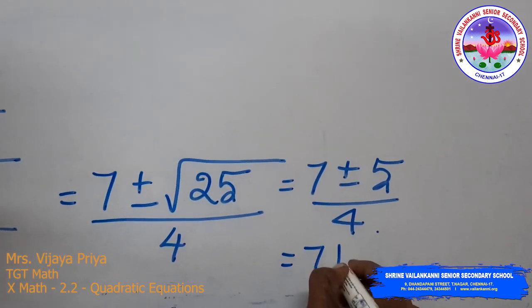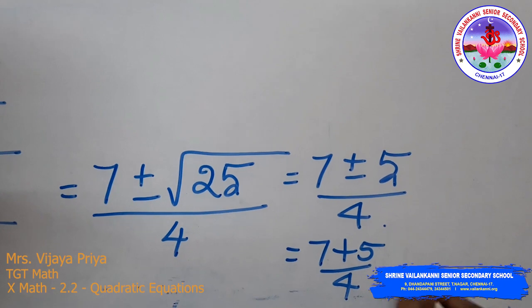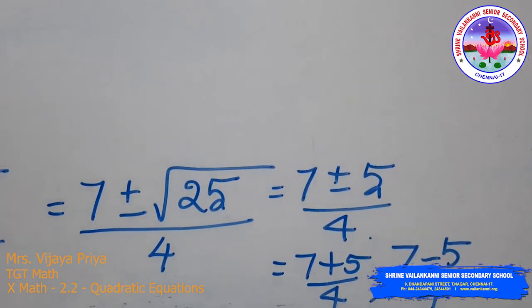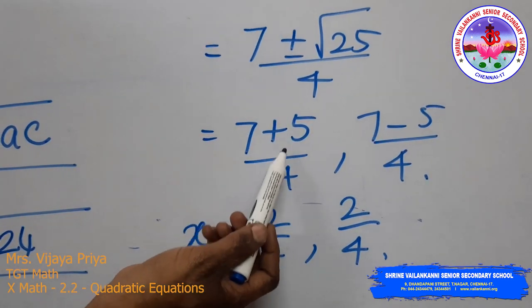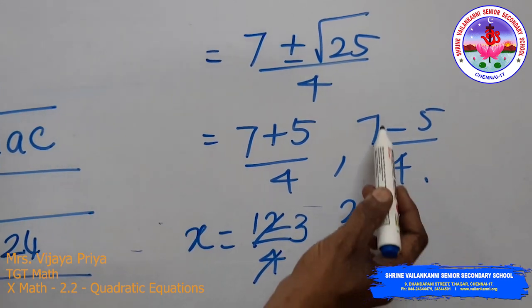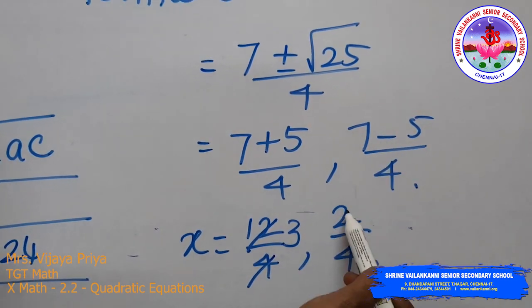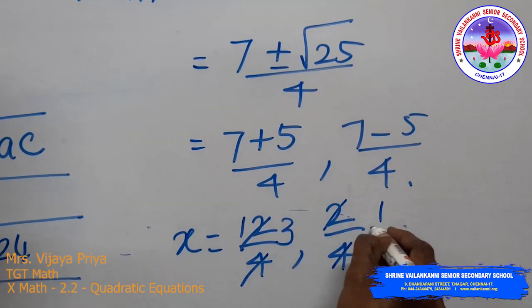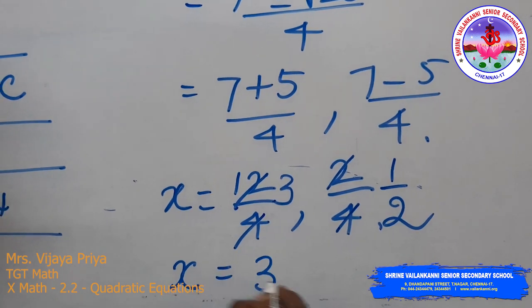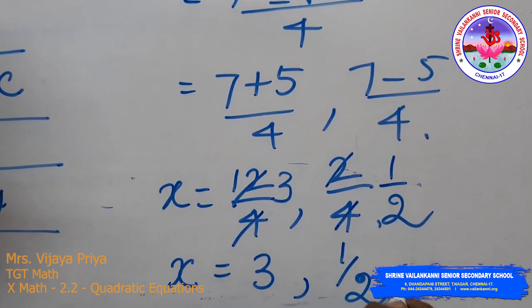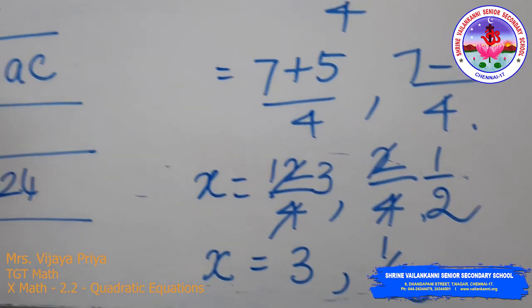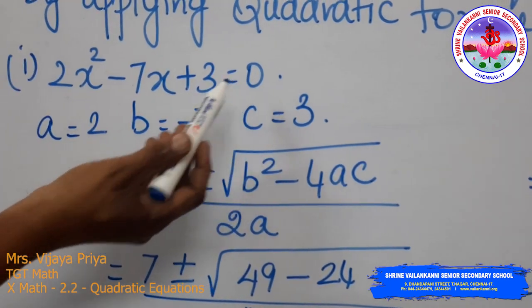One is 7 plus 5 by 4, the other is 7 minus 5 by 4. Where 7 plus 5 is 12, 12 divided by 4, you will get the value as 3. And the next one is 7 minus 5 by 4, which is 2 by 4. When you simplify, you will get 1 by 2. Thus x has two values, one value as 3 and the other value as half. So it has two roots for the equation 2x squared minus 7x plus 3 is equal to 0.